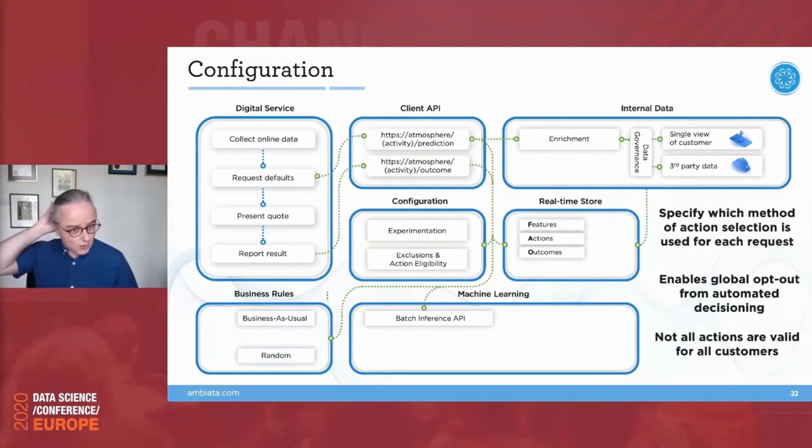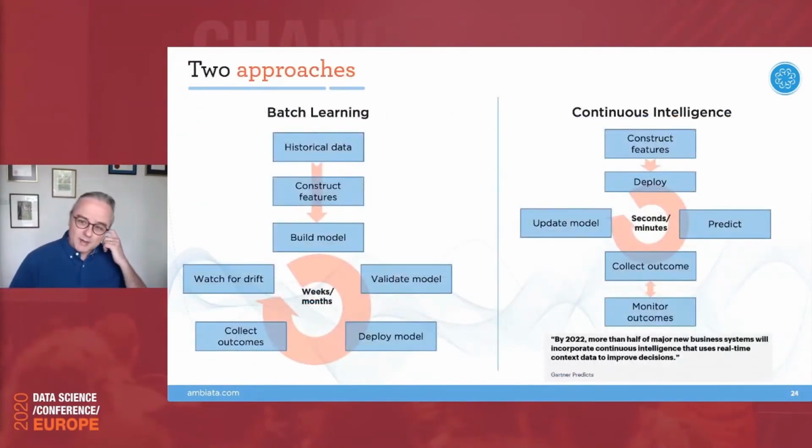Now, as I said, there are 2 models here. We've got batch learning, which I've talked about, but then continuous intelligence, which is actually the subject of this talk. So batch learning, you take historical data, you construct some features, you build a model, you validate that model, and you deploy it. At that point, you're essentially collecting outcomes and checking how well your model's working. And as the model drifts, as it will because customer behaviors change, you'll have to rebuild that model, revalidate it, and redeploy it. And typically that happens on sort of a weekly or monthly time frame, depending on your traffic.